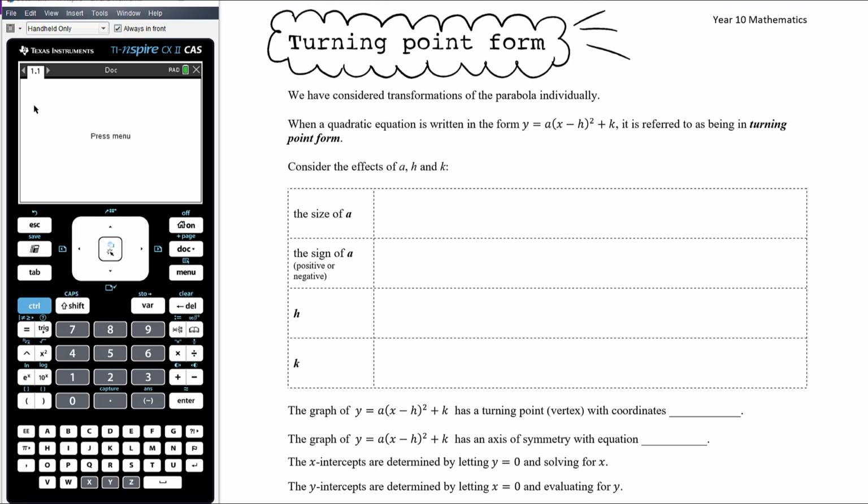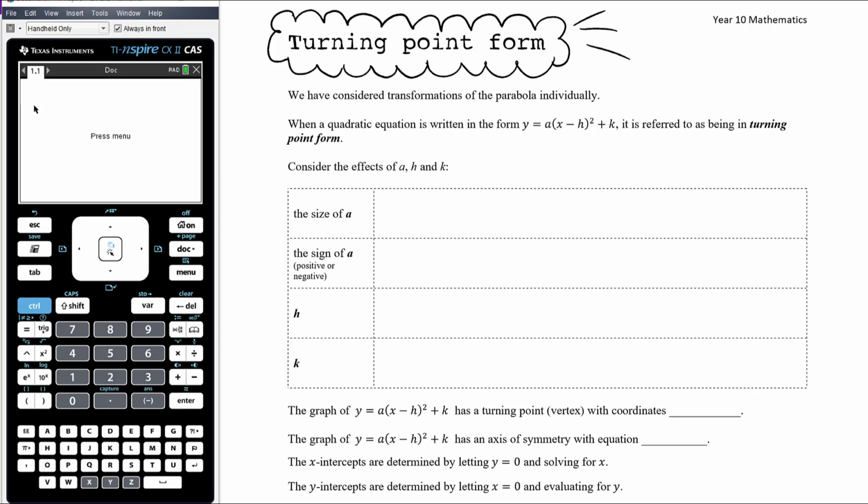Okay, so today's video is continuing to look at graphs of quadratic functions, so parabolas. And today what we want to do is bring together what you looked at over the course of the last two videos, where you looked at the transformations of the parabola.